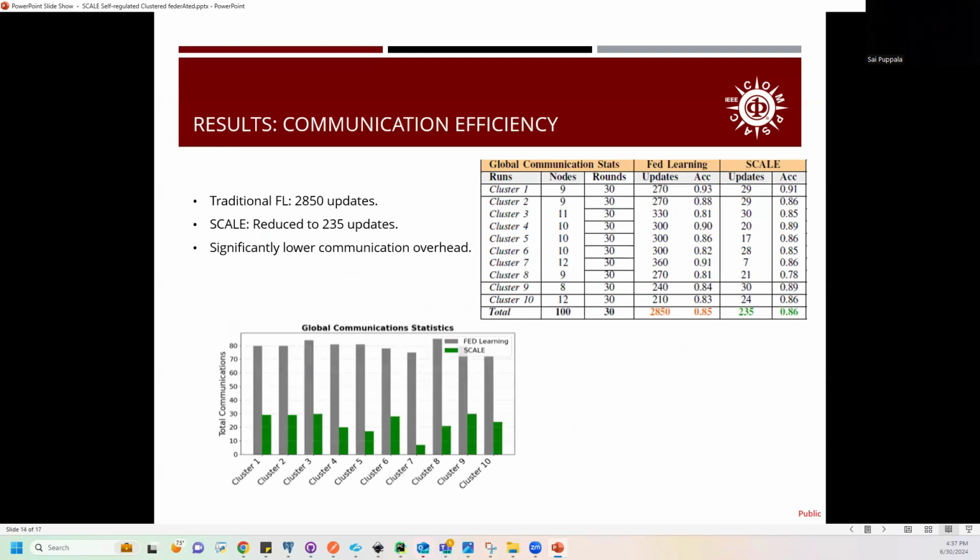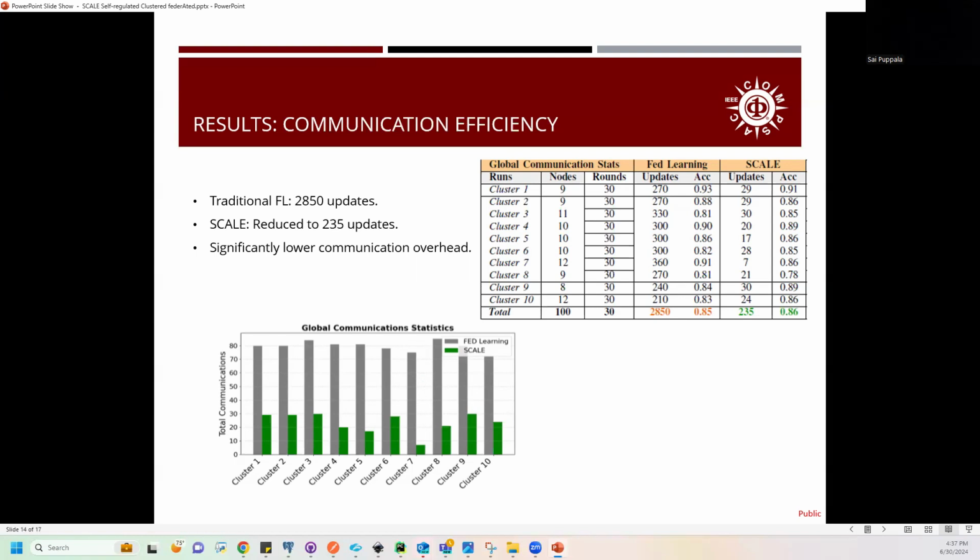As you can see in this graph and in the table on the right side, in traditional federated learning, after the completion of 30 epoch rounds, the overall communications that happened within the system is 2,850 for 85% accuracy. And in the scale paper, we have 235, and the accuracy is about 86%.